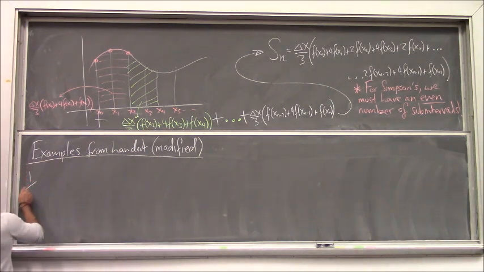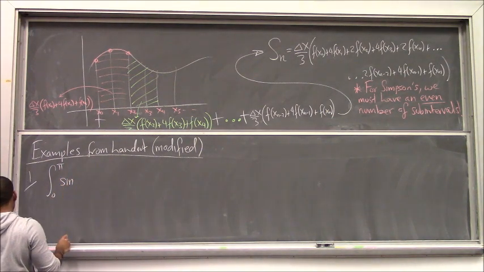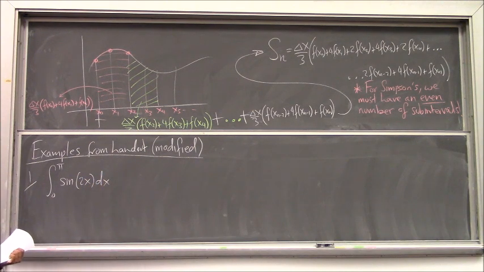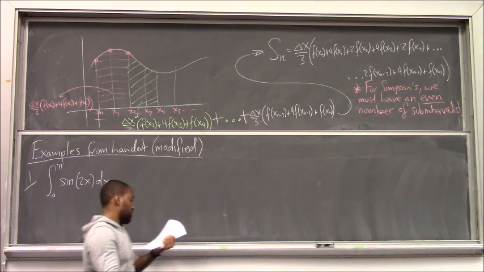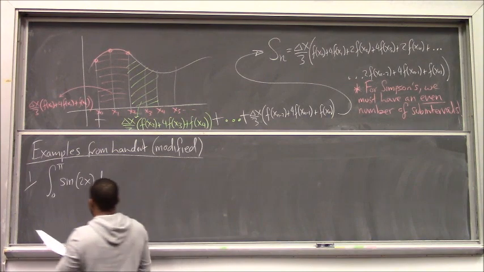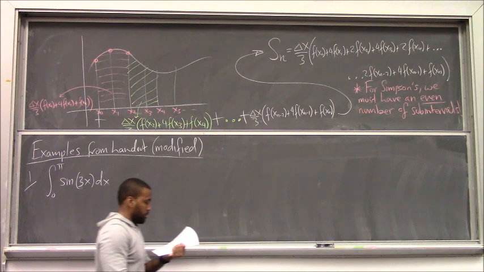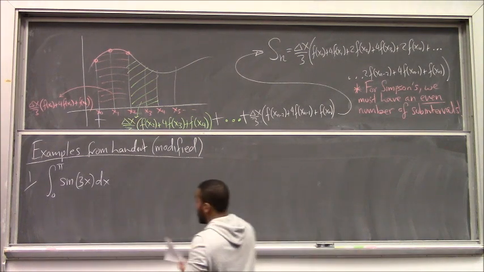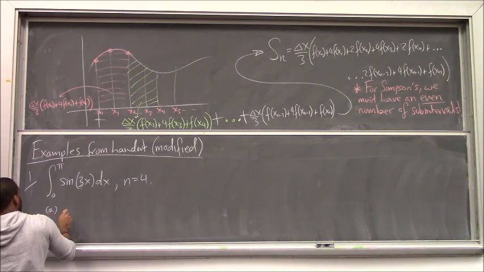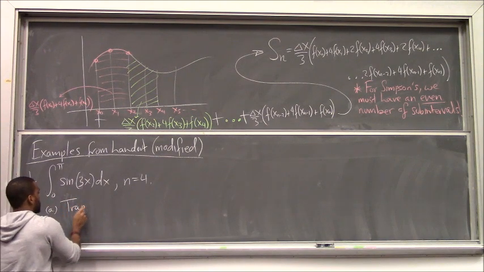So let's do example 1. Here's what we're going to approximate: the integral from 0 to pi of the sine of 2x. Not sure if 3x would be more interesting. Maybe 3x. I think I've done 2x before. Let's spice it up. Okay, so we're going to use n equals 4. And I want to do a Simpson's approximation and a trapezoid approximation.